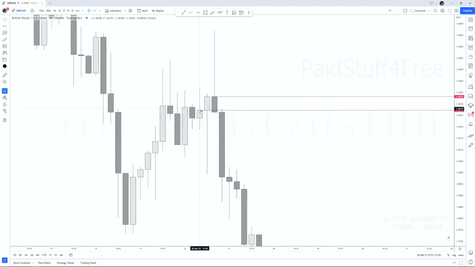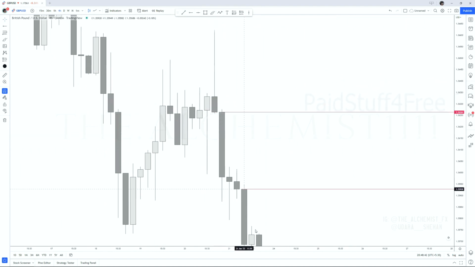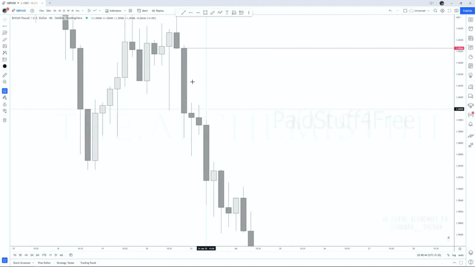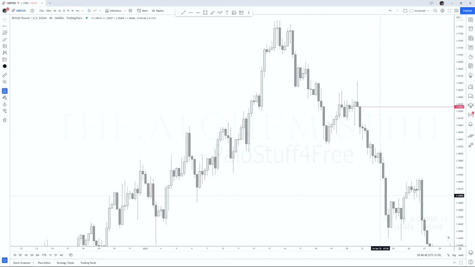Okay, same thing. Look at this one. Even this is a point of interest. Even this one. All these areas are POIs, but we're not going to use all of them. We're only going to use the ones that have liquidity below them.